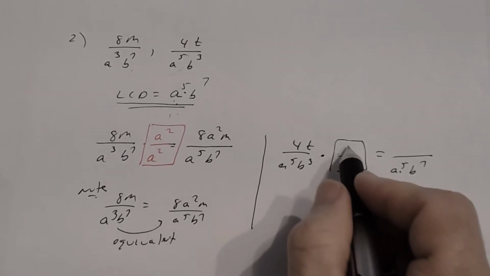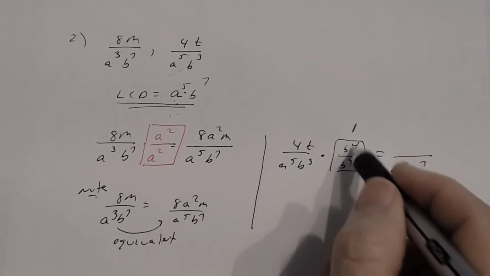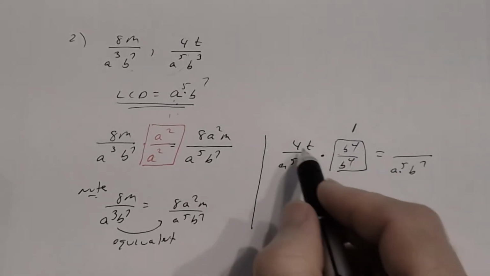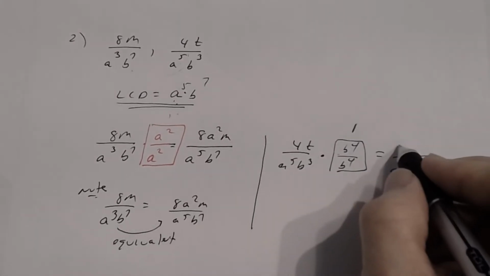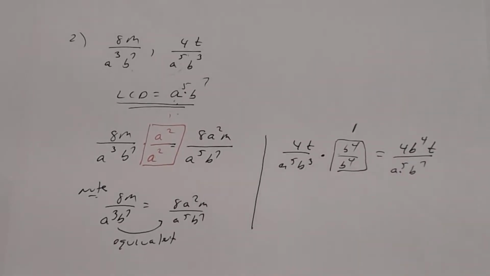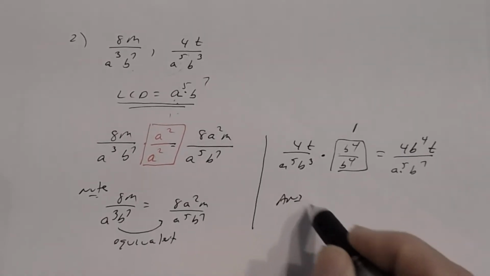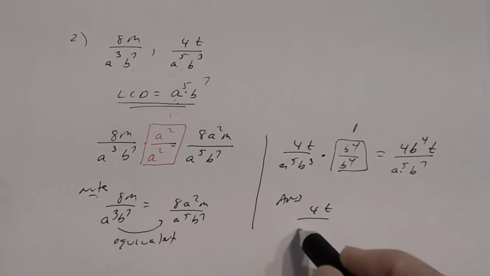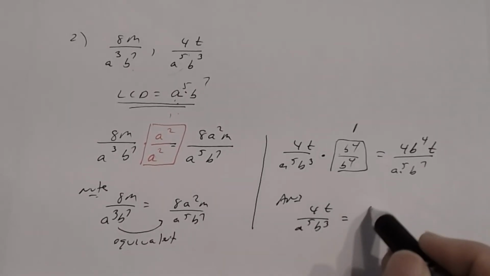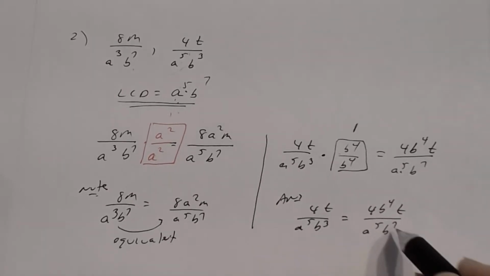But what I do to the denominator, I do to the numerator. So notice that this times 1, see this is 1. Anything divided by itself is 1, is this back. So 4t times b to the 4th then would give me 4 b to the 4th times t. I just put it in alphabetical order. You did not have to. So the answer, you're going to say 4t divided by a to the 5th, b to the 3rd, is equivalent to this. 4b to the 4th, t divided by a to the 5th, b to the 7th.